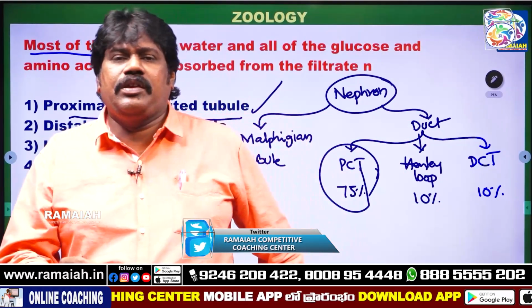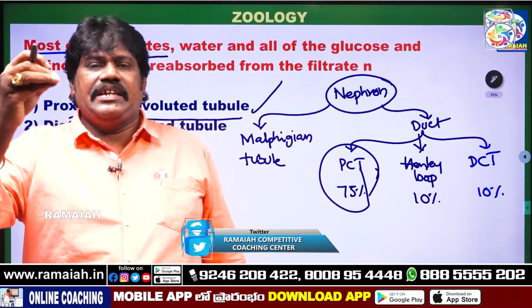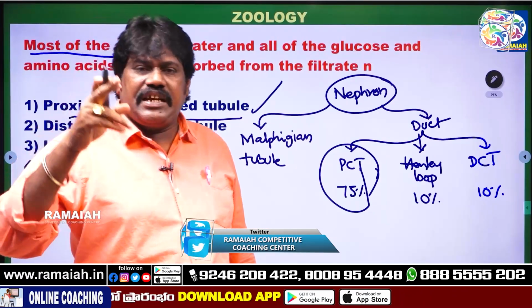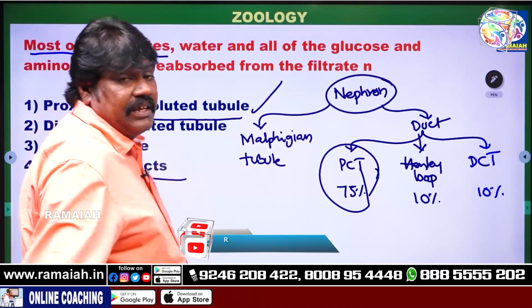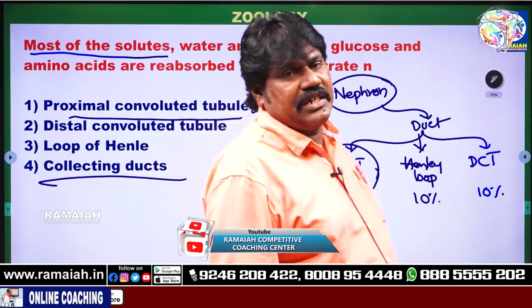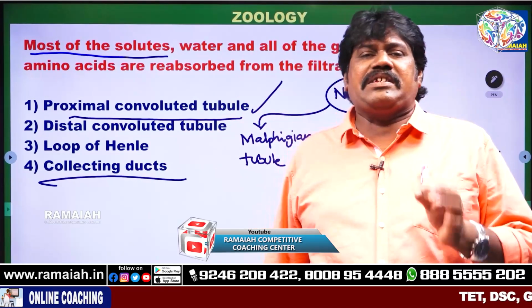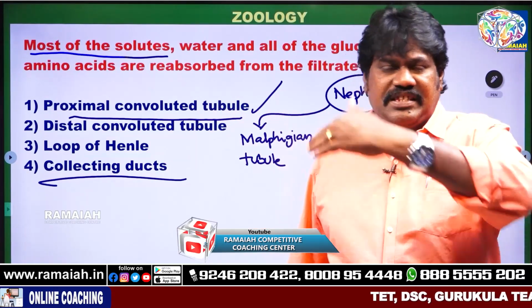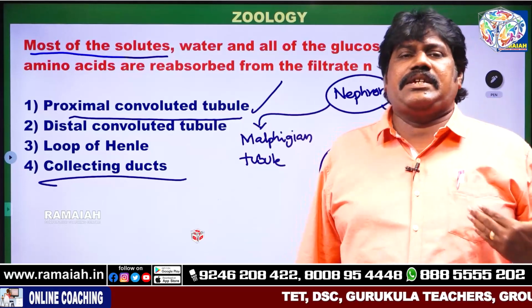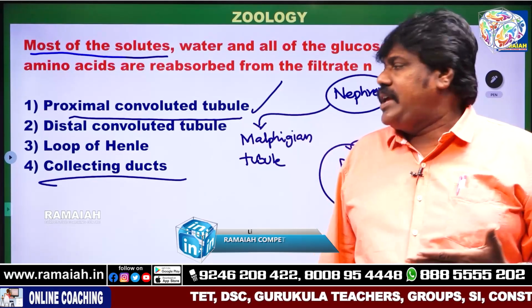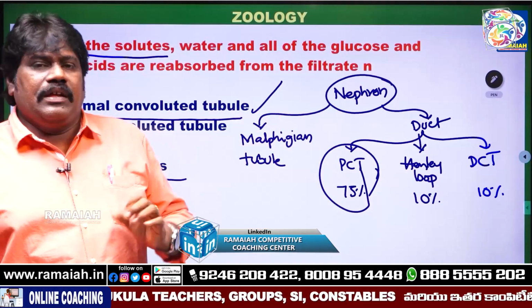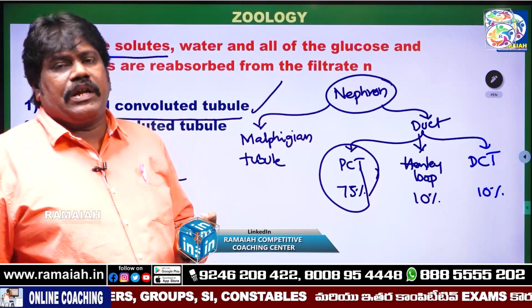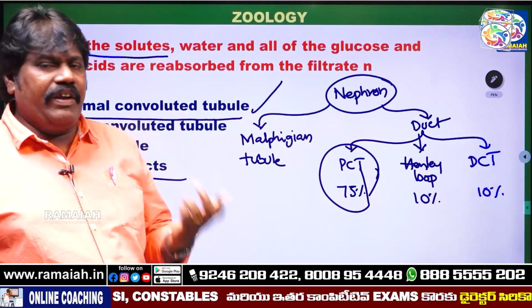Proximal convoluted tubule, loop of Henle, and then distal convoluted tubule. The distal convoluted tubule continues as the collecting ducts. The collecting ducts continue as the pelvis, which continues as the urinary duct. This is the sequence of the structure of the human kidney. This is the right answer: the proximal convoluted tubule reabsorbs the largest amount of fluid from the filtrate.